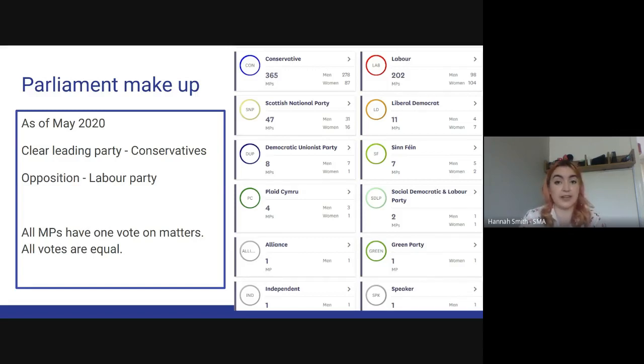If they really want to make a law and all of their members of parliament, all of their MPs, vote with them, every single other MP and every single other party could vote against it and it would still pass because it's over half. Rewind that and listen again if you need, but majority is over half of the MPs in one party, and that can make it really easy to pass laws.